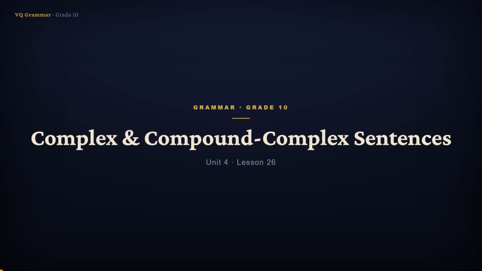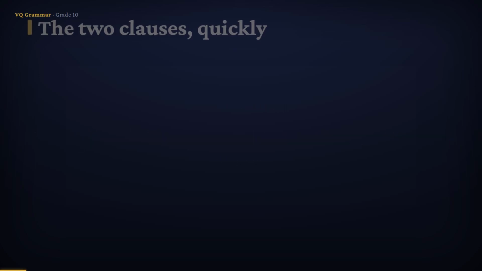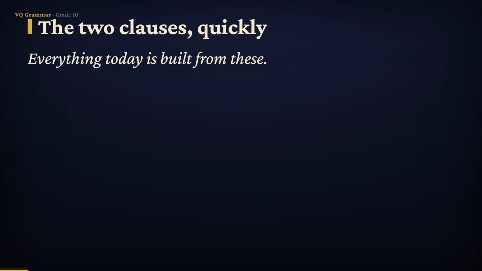This is Unit 4, Lesson 26, and it's the lesson where all our clause work finally pays off. We've learned to tell a main clause from a subordinate clause. We've learned to tell a simple sentence from a compound one. Today we add the last two shapes on the list, the complex sentence and the compound complex sentence. And here's the good news. You will not have to guess at either of them. There's a method, and it's just counting. Let's go. Before we build anything new, let's dust off the two pieces we already own.